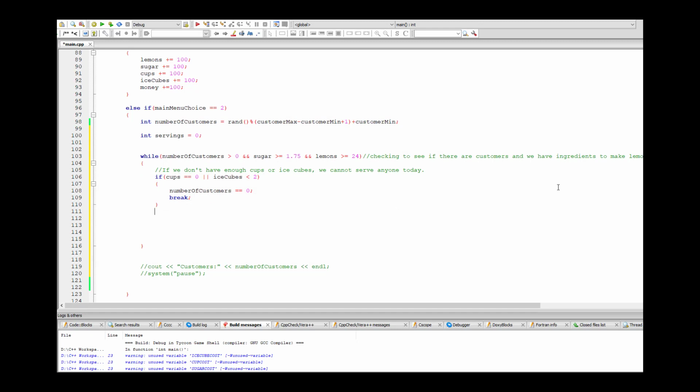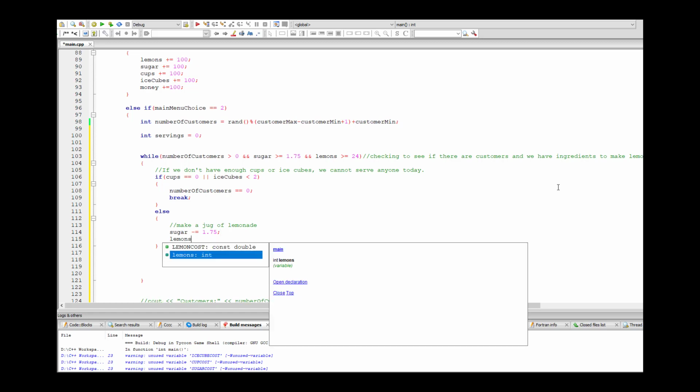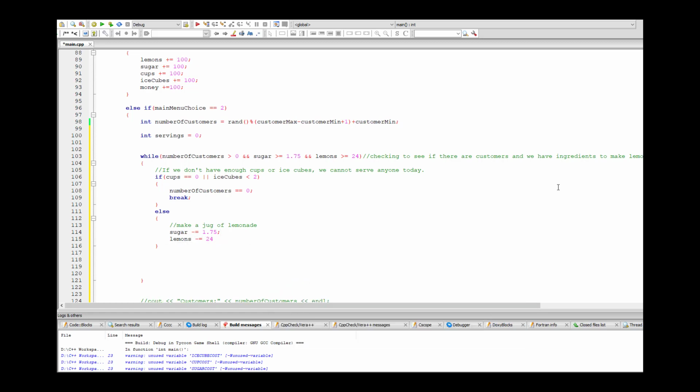So what if we can? Else. So this means we can serve someone today. We have to make a jug of lemonade. In order to make the jug of lemonade, we're going to have sugar minus equals 1.75, so we take away 1.75 from sugar, and lemons minus equals 24, so we take away 24 lemons.